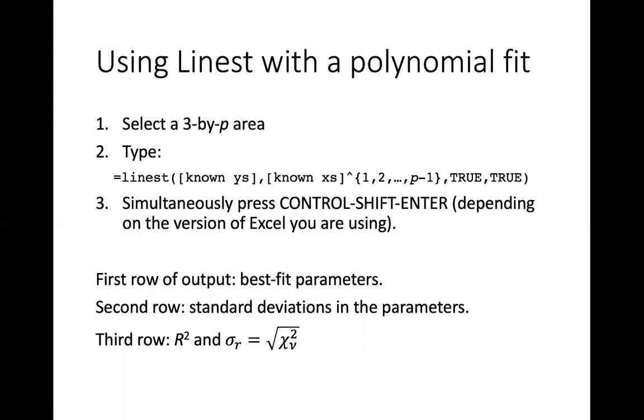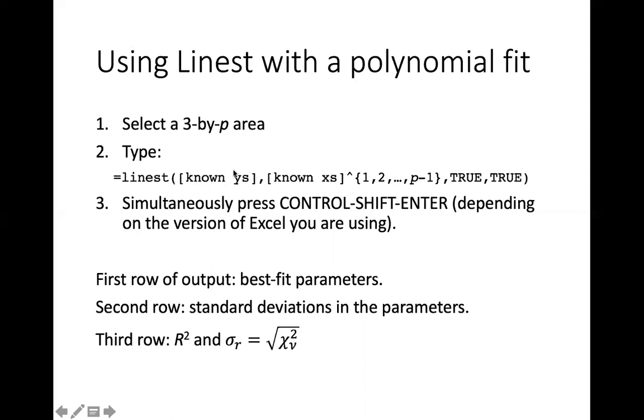So in the case of a polynomial fit, you can actually do that also using the linest command that we used for linear fits. The linest command can also be used for polynomials. So the way that you do that, you select an area of your Excel spreadsheet that contains 3 rows and p columns, where p is the number of fit parameters. And then you type the linest function. This is the syntax shown here. You're going to type equals linest and then parentheses.